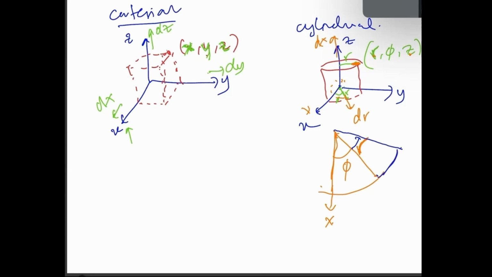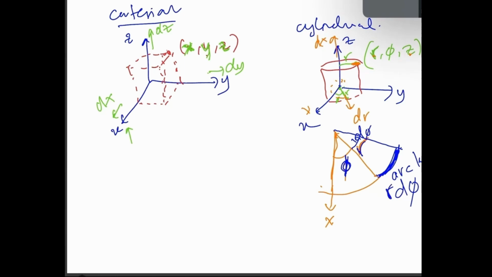This one, arc length. This length is due to changes of phi. This length we call arc length. Arc length is equal to R d phi. Okay, d phi is here. The changes of the phi will become R d phi.